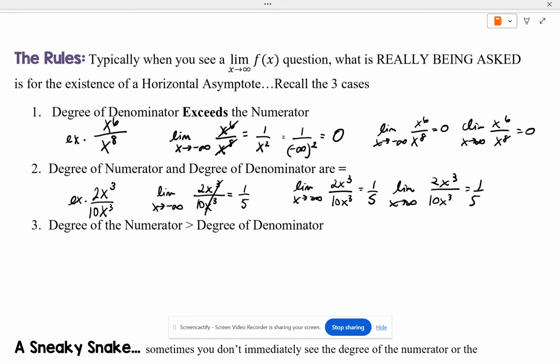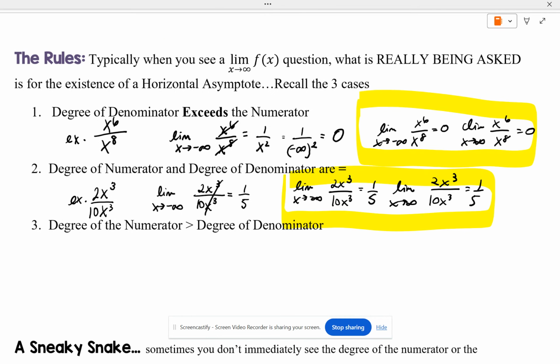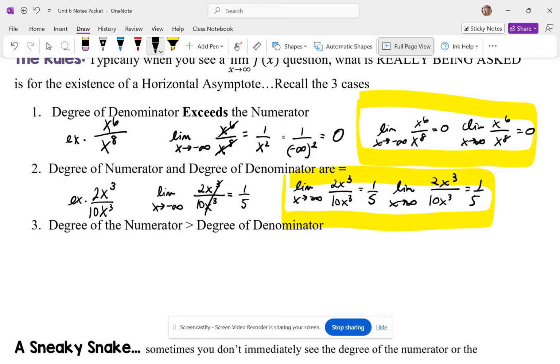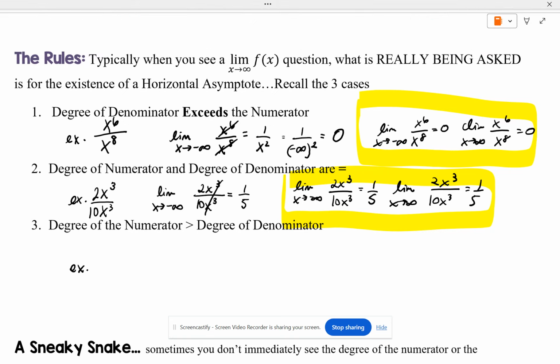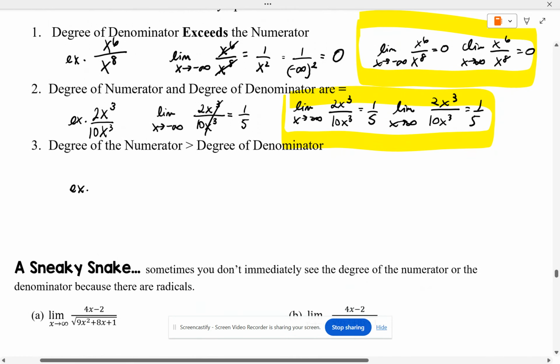All right. What about the last case? The degree of the numerator is greater than the degree in the denominator. Someone give me an example. Stevie, give me an example. The degree in the numerator is larger than the degree in the denominator. In the numerator, so in the denominator, that would be like x to the 6th over x to the 4th.